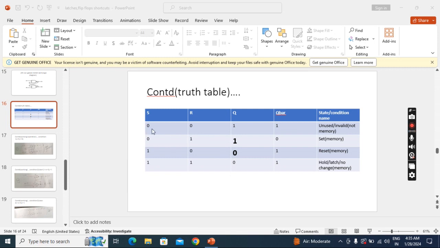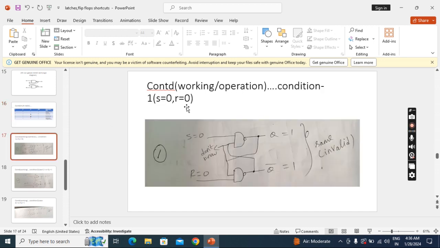Okay. Now the first condition, S equal to 0, R equal to 0. See here, I listed that condition, S equal to 0, R equal to 0 as condition 1. So here I am applying S 0, R 0. It means for this NAND gate, one of the inputs is 0, but we don't know the other input. Here also, one of the inputs is 0, but we don't know the other input. Even though we don't know the other input here and here, based on the single input, we can predict the output, by using the NAND gate definition.